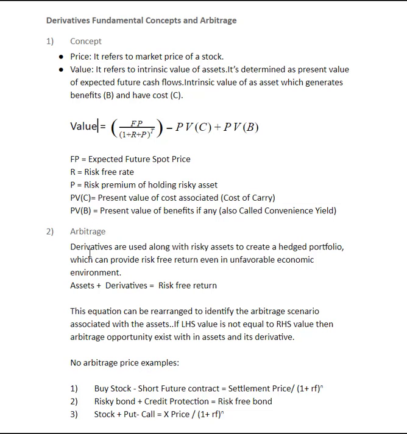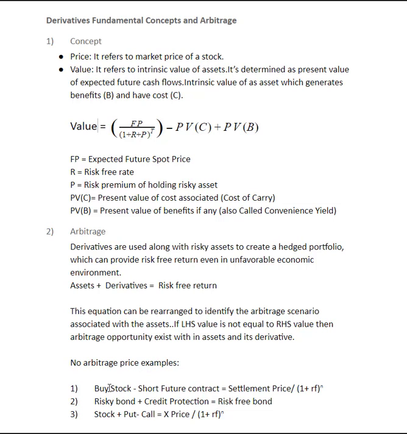The second concept is the arbitrage concept, which we are already aware of. The way arbitrage works is the left hand side of the equation should always equal the right hand side of the equation. Derivatives can be used along with a portfolio of risky assets to produce the risk-free rate of return, so that the overall risk can be minimized. So assets plus derivative equal the risk-free rate of return. We have it in the equation. There are three examples of arbitrage, which are no-arbitrage price examples. In these three equations, we assume the left hand side must always equal the right hand side.